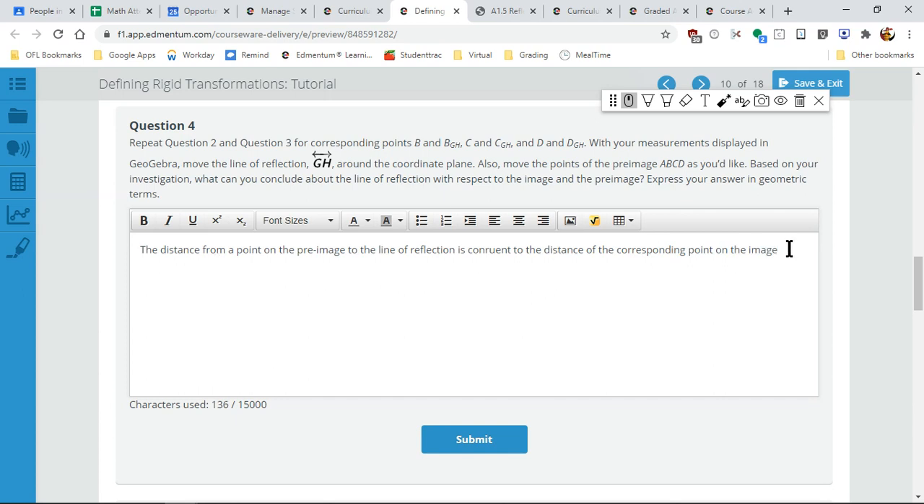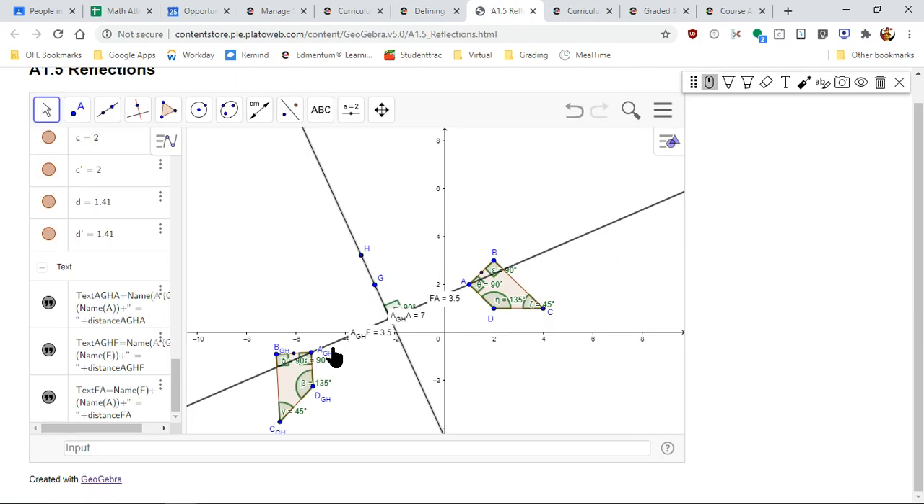And honestly, guys, you don't even have to say on the image. You could just say the corresponding point. I'm just being really specific here. So it's congruent to the corresponding point on the image. Again, you don't need to say this. I almost said point because I thought we were still on rotation. So all this is saying, guys, is that the line of reflection is equal to the line of reflection to the original image.